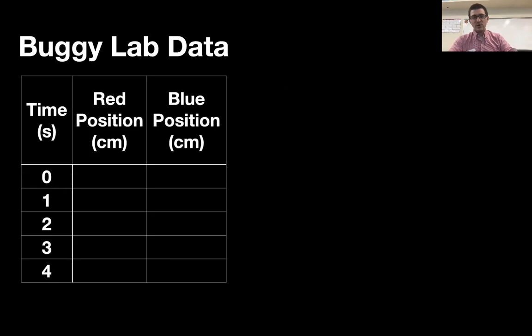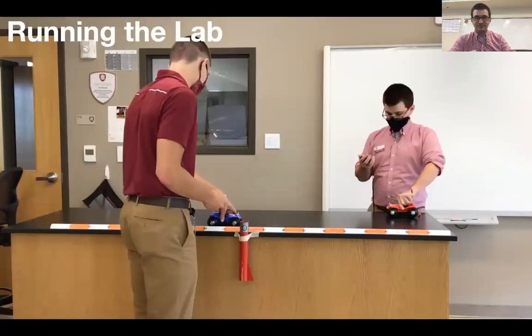Before we get started, we probably want to set up our data table. We have the time at 0 seconds, 1 second, 2, 3, 4, and we're going to record the position of the red buggy and the blue buggy. Normally, I'd like more data points than this, but my desk isn't very big, so we're going to have to settle with 5, which for the purposes of what we need to do today is fine.